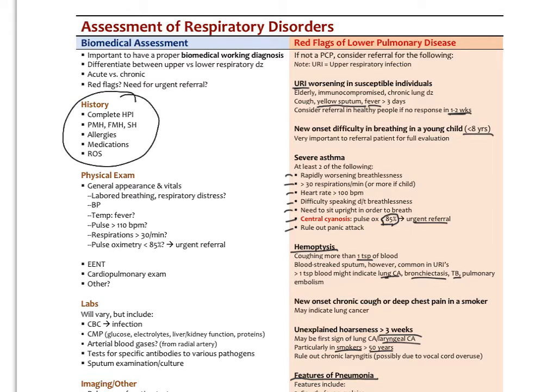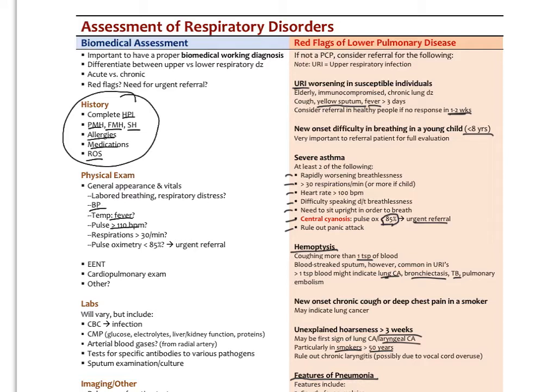and that would include history of present illness with past medical history, family medical history, social history, allergies, medications they're taking, including supplements, herbs, and so forth, and then a complete review of systems. Then we usually do a physical exam, the respiratory exam, where we look at the general appearance and vitals, look for any labored breathing, respiratory distress, look at their blood pressure, whether they're having a fever, look at the pulse rate.